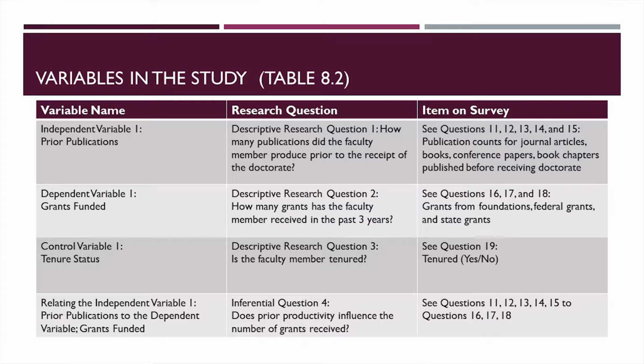When looking at variables in the study, you will notice that Table 8.2 contains independent variables, dependent variables, a control variable, and a variable that's related to the independent variable. Study this table to see how research questions can be developed using the types of variables and how these can be asked on a survey.